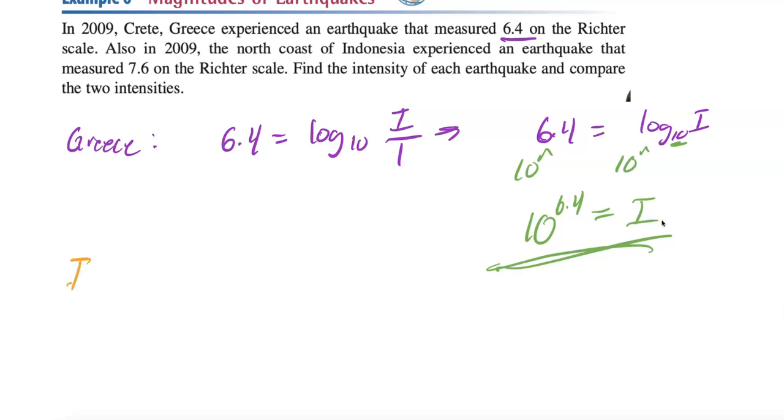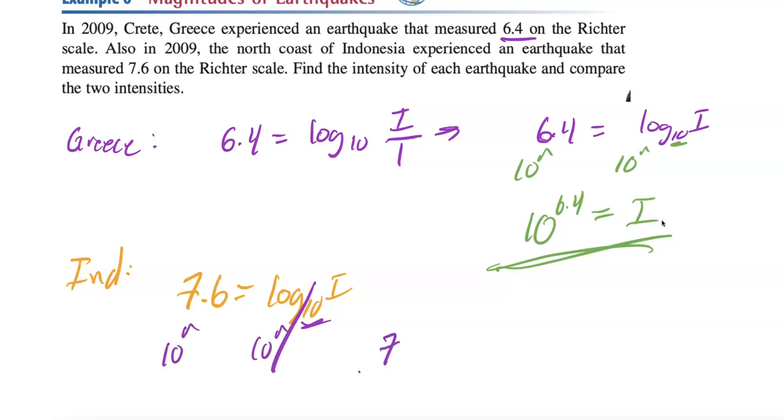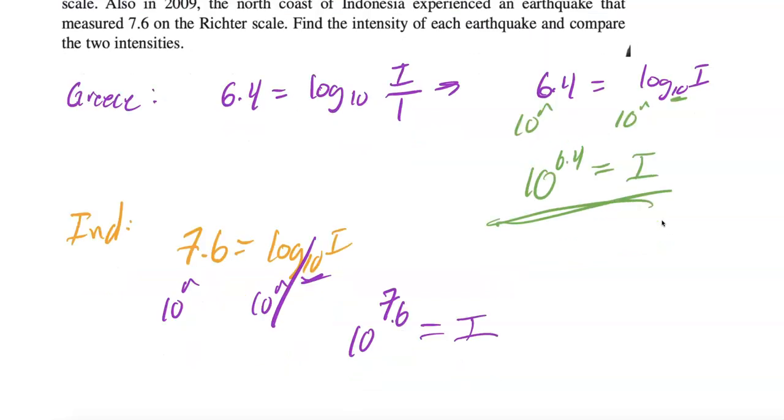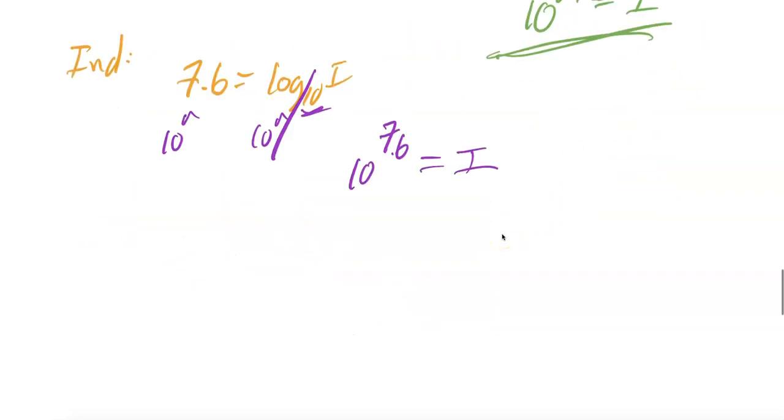For the Indonesia one, it's 7.6 equals log base 10 of I. So same idea. We're going to take the base of both sides. These cancel out, and we get 10 to the 7.6 equals I. But we kind of don't know what this means, right? So that's why they want us to compare the intensities. The easiest way to compare the intensities is just divide them. Let's put the bigger one, 10 to the 7.6, over 10 to the 6.4.